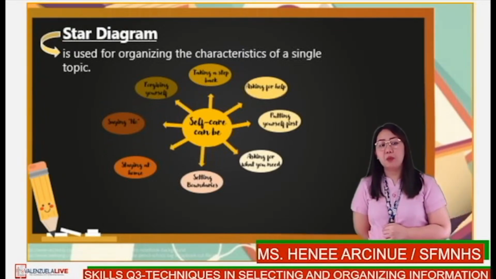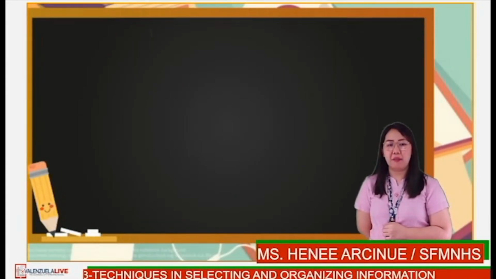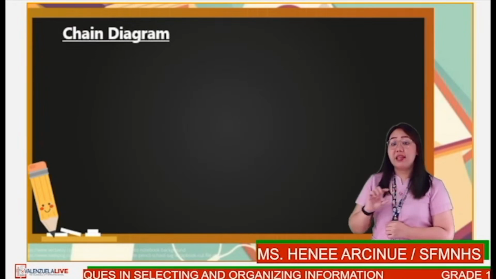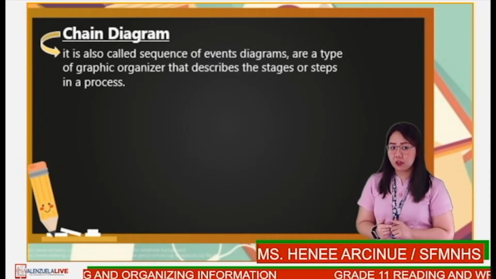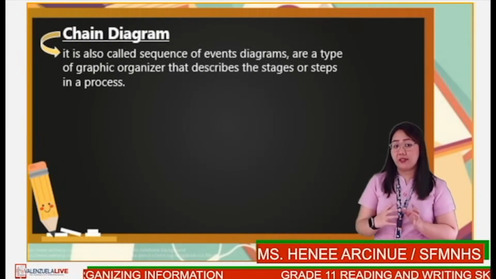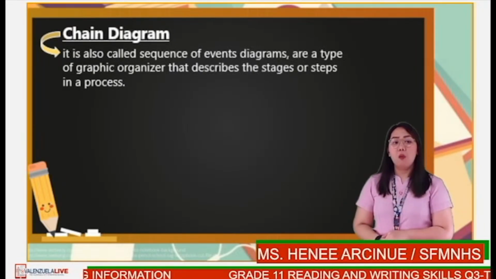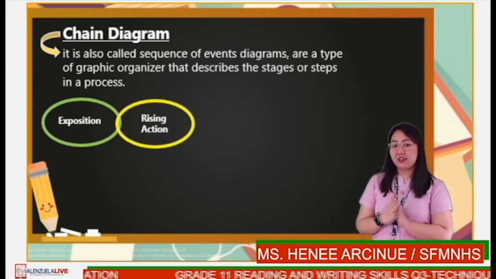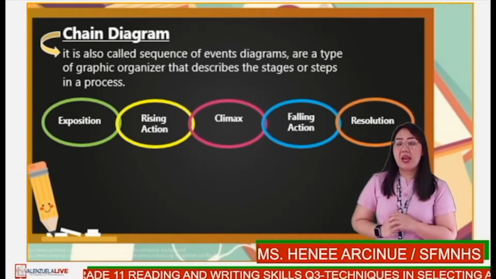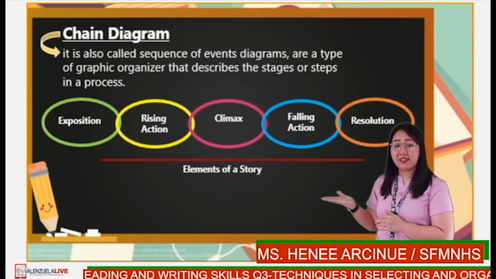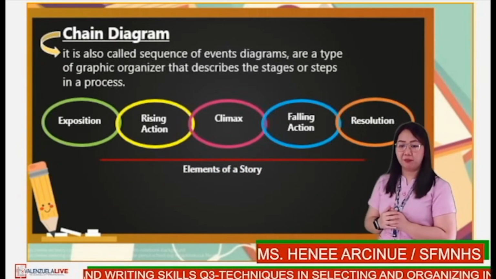And lastly, we have the chain diagram. It is also called the sequence of events diagram. This type of graphic organizer describes the stages or steps in a process. One of the best examples of this chain diagram is the elements of a story. This basically presents the stages in each part of the story.